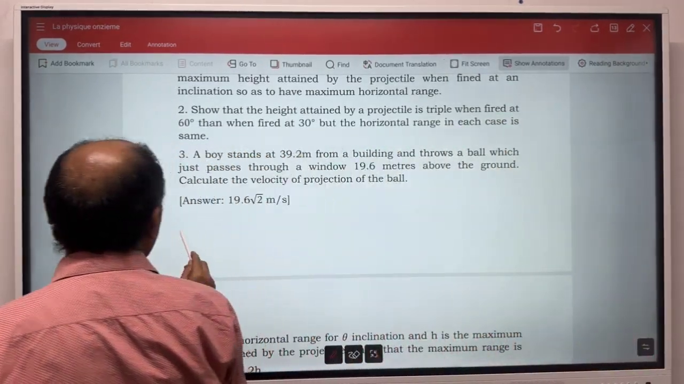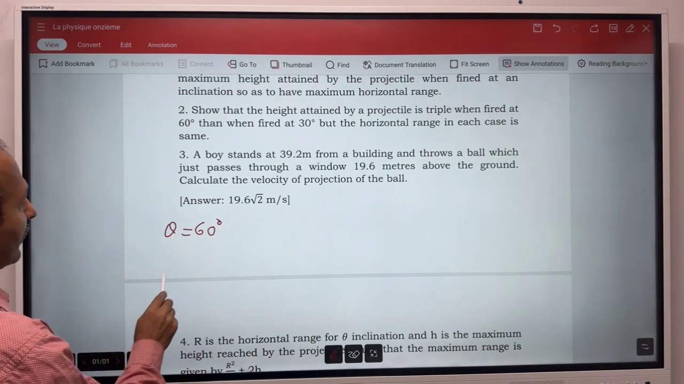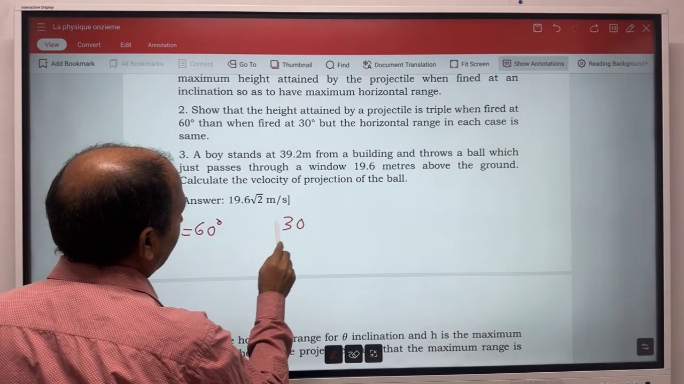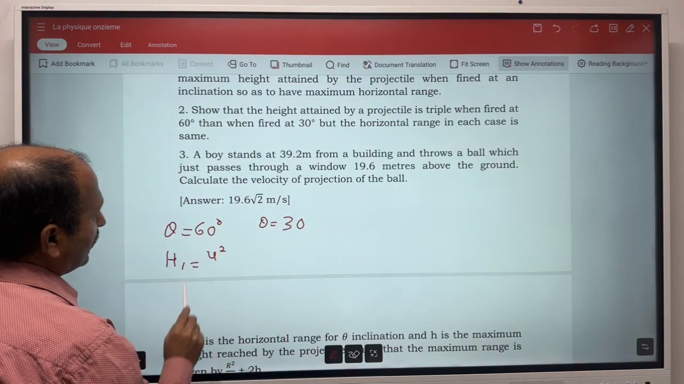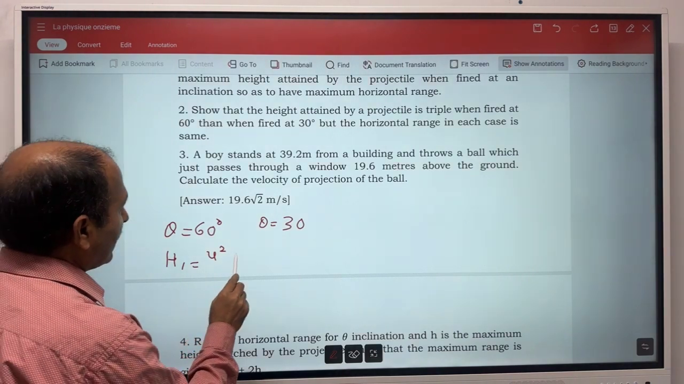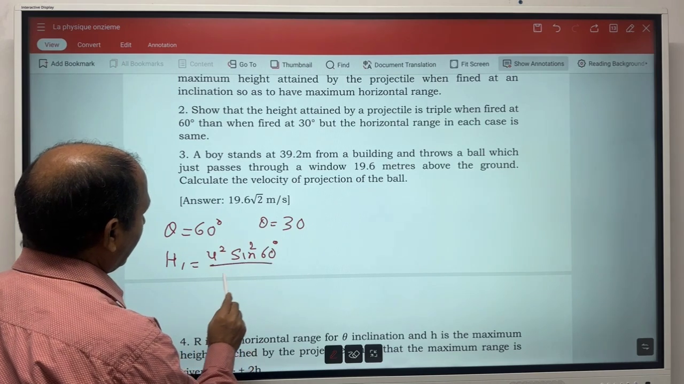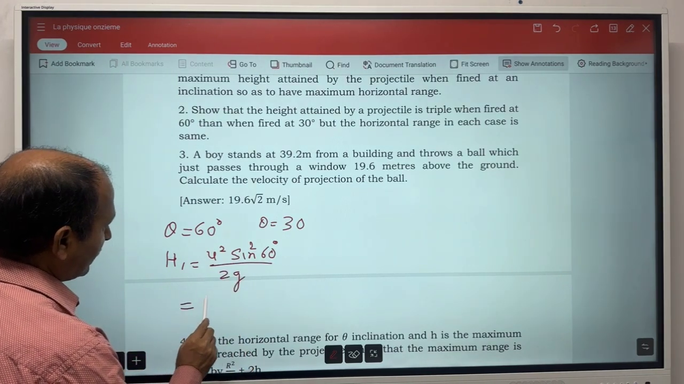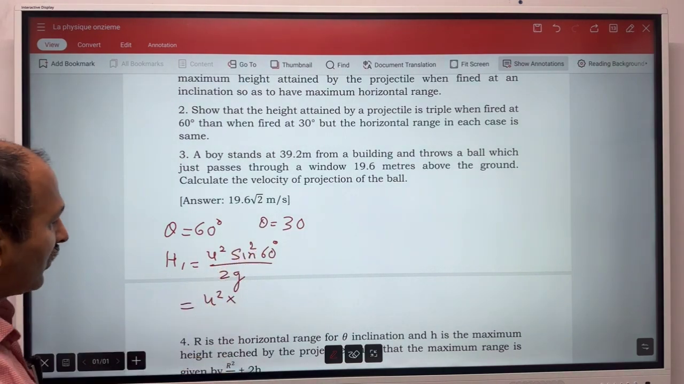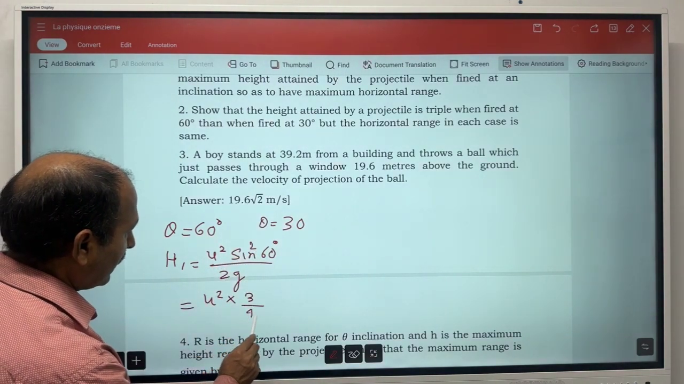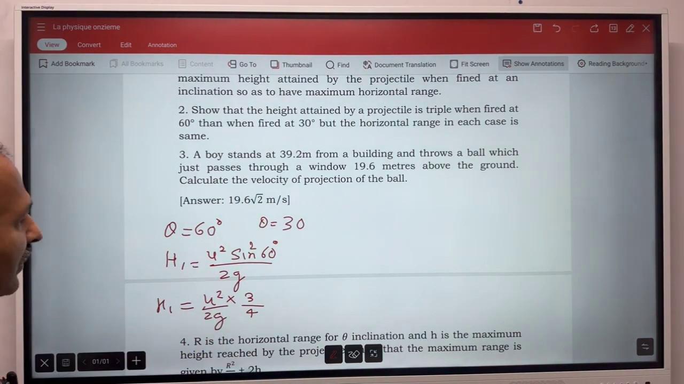So two cases we are going to see. When theta is 60 degree and when theta is 30 degree, we will find the height. Suppose this is h1. So u square sine square theta, sine square 60 degree divided by 2g, which gives u square, sine 60 is root 3 by 2. If you square it, 3 by 4. So 3 by 4, here it is 2g. So this is h1 when theta is 60 degree.